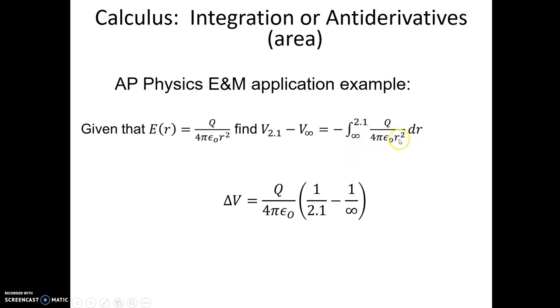And so when I do that, this would be r to the negative 2 power. That power will increase to r to the negative 1 power. But I have to decrease the coefficient by dividing by that bigger power of negative 1. So there's a negative 1 out front. That negative cancels this negative, and so I get a positive q over 4 pi epsilon naught. I plug in 2.1 and infinity for the r, because remember it was 1 over r, and I have the quantity 1 over 2.1 minus 1 over infinity, and that simplifies to that. That's the final answer.